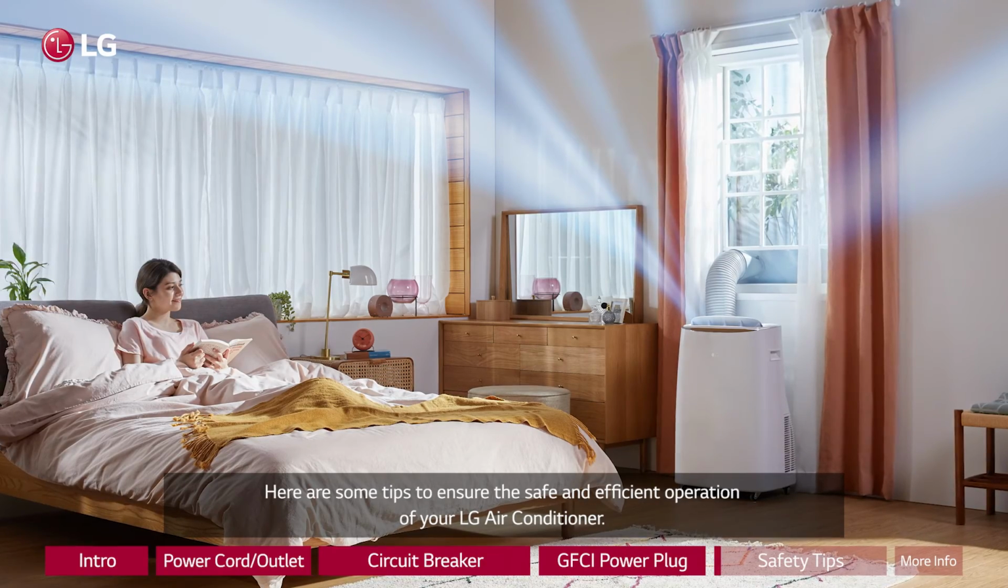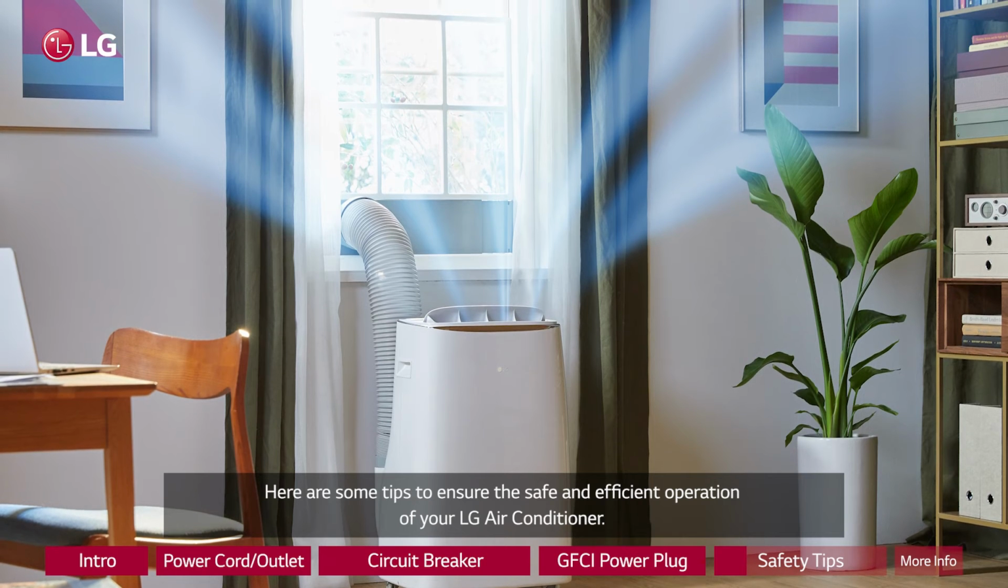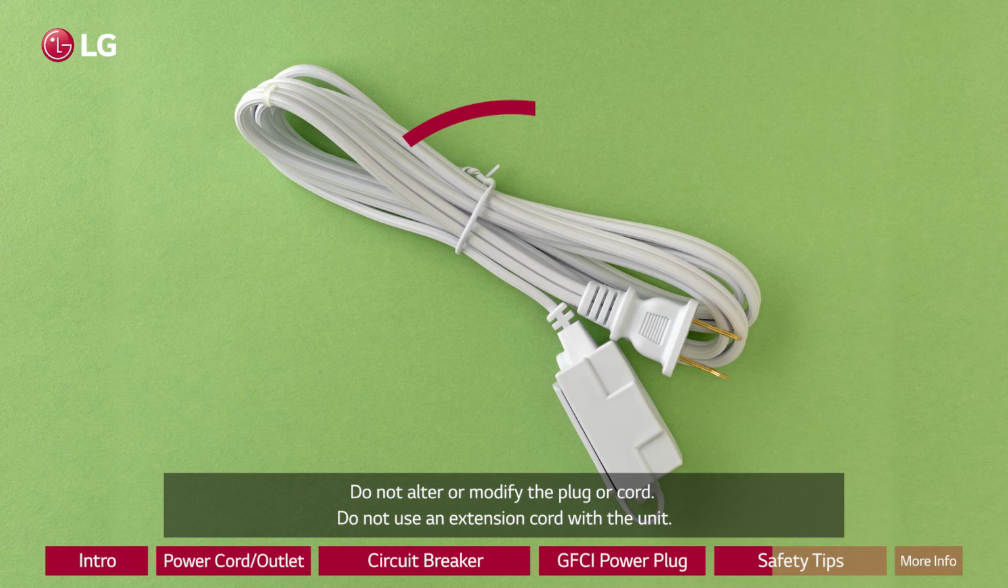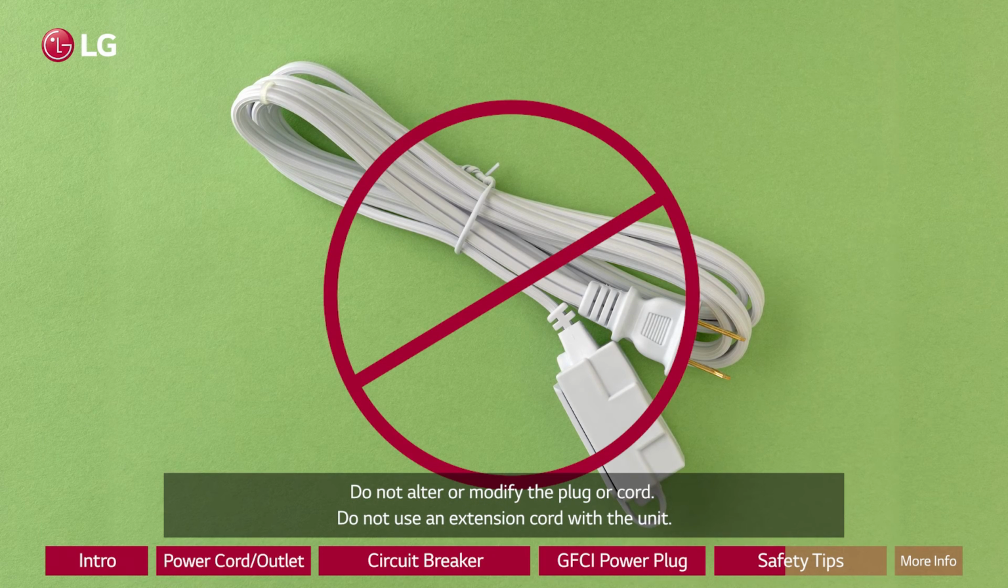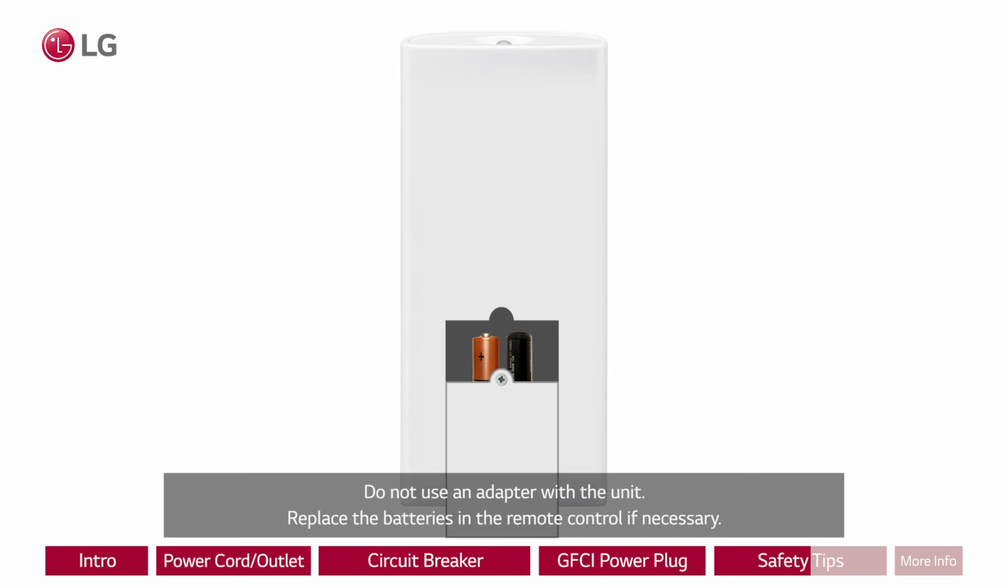Here are some tips to ensure the safe and efficient operation of your LG air conditioner. Do not alter or modify the plug or cord. Do not use an extension cord with the unit. Do not use an adapter with the unit. Replace the batteries in the remote control if necessary.